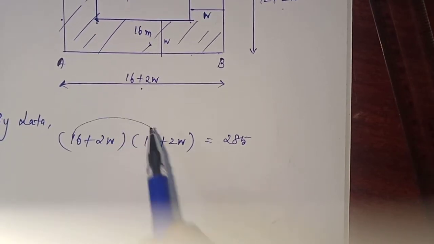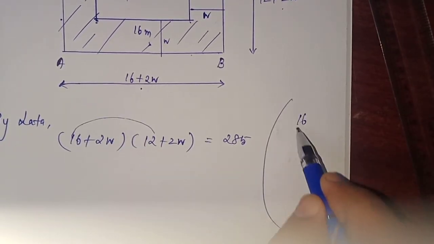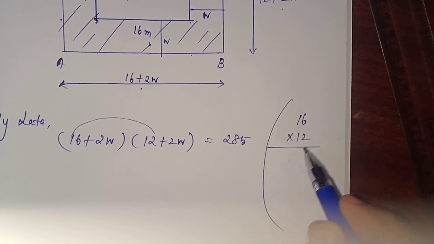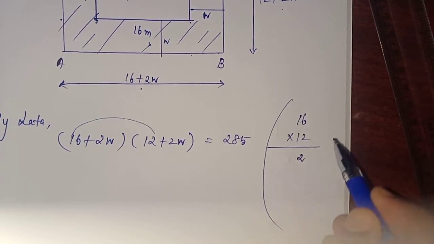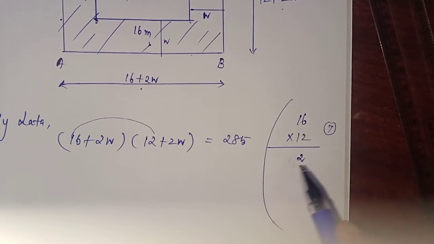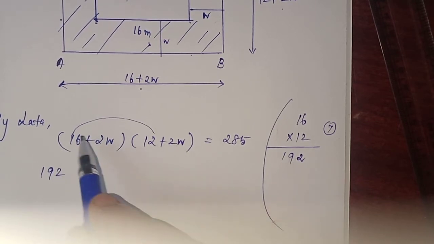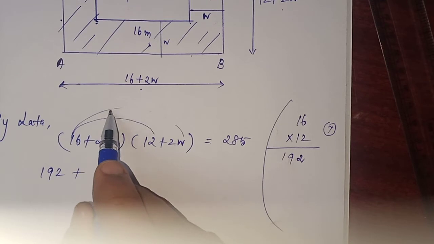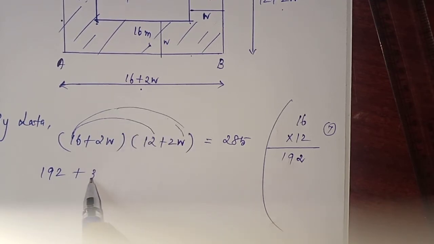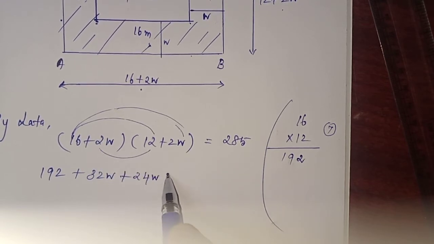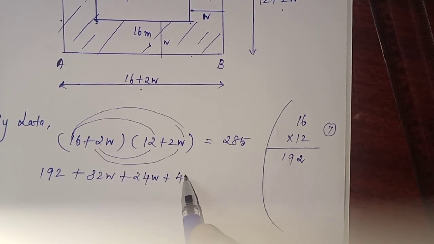Multiply 16 into 12. I do the calculation here. 16 into 12. 12 6s are 72. Balance 7. 12 ones are 12 plus 7 is 19. So 192. 16 into 2W, that is equal to 32W, plus 2W into 12, that is equal to 24W, plus 2W into 2W, that is equal to 4W square. Then 285 comes left hand side, minus 285 equals 0.